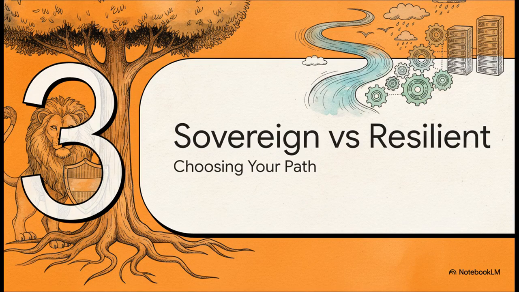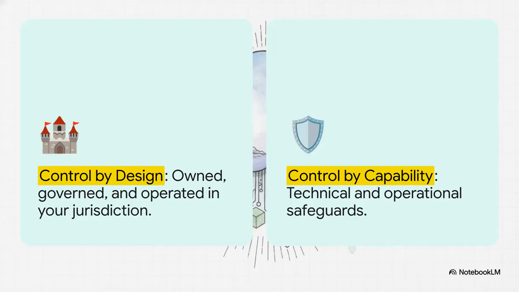Moving right along to Section 3, let's really unpack these two paths, sovereign versus resilient services, and how to choose. Let's directly contrast the two main certifications. Sovereign cloud services offer control by design. This means they are structurally owned, governed, and operated entirely within your jurisdiction. Foreign powers have absolutely no legal or technical means to interfere, period. On the flip side, resilient cloud services offer control by capability. So even if there are some non-sovereign, foreign elements in the tech stack, the customer retains control through incredibly robust technical and operational safeguards. Basically, sovereign structurally prevents the risk. Resilient ensures you can technically withstand it.